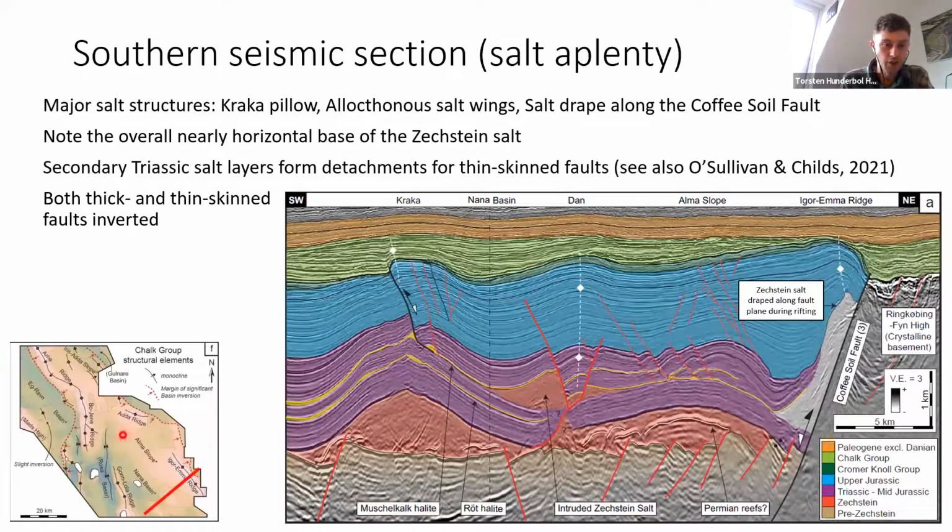Now let's go to the very south of the study area. This is beautiful. Obviously, we have a lot of salt here, at least relative to the other sections we just looked at. We have a prominent pillow here, and this is not even where the pillow is the thickest, the Crocker pillow. We have delaminating allochthonous Permian salt here that is unzipping these Triassic salt units marked with yellow.